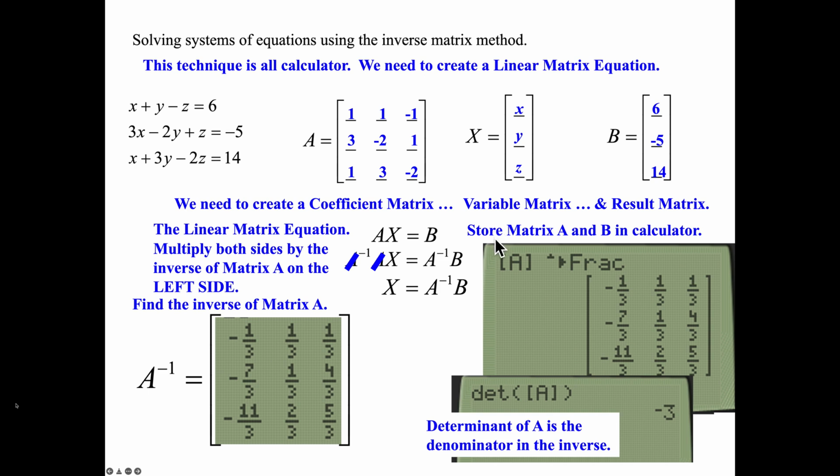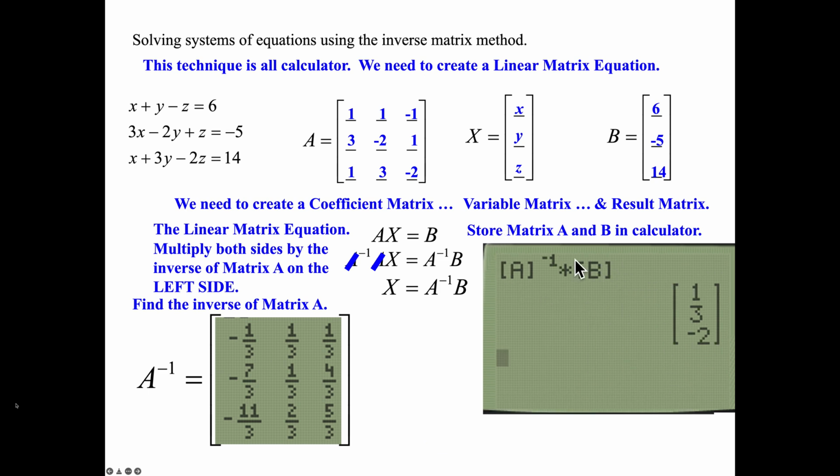All right? So we go to our calculator, take A inverse times B, and we get 1, 3, -2. So that means x is equal to 1, y is equal to 3, z is equal to -2. And you type in your ordered triple just like we had when we did Cramer's rule. Okay? All right.